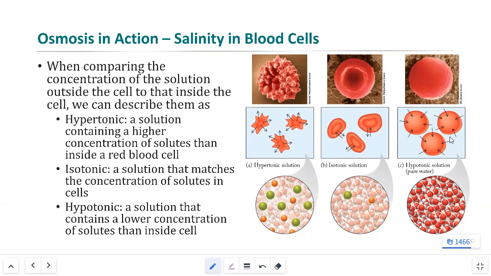Because your blood needs a certain amount of salt to maintain functionality. You put that pure water in there, it puffs up like a balloon and bursts, and that's not what you want either. So biological implications are high for these kinds of actions.